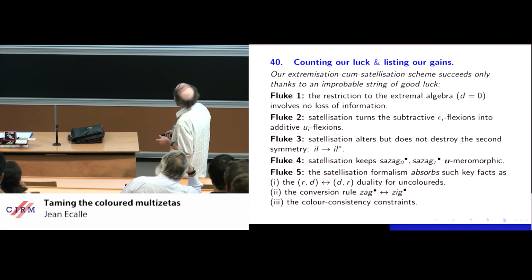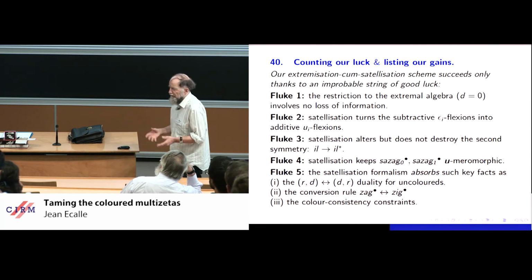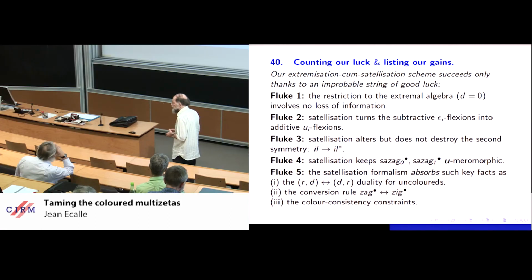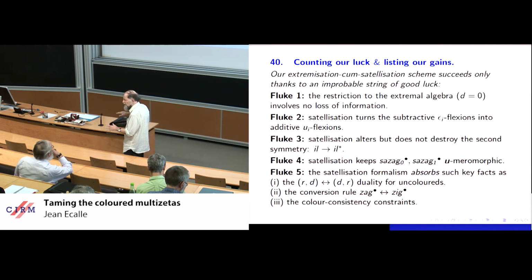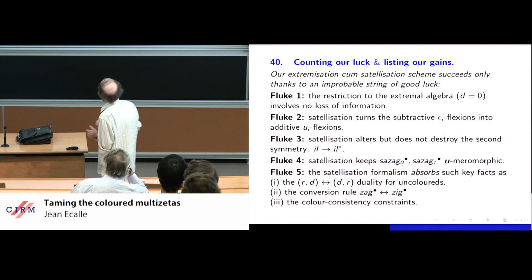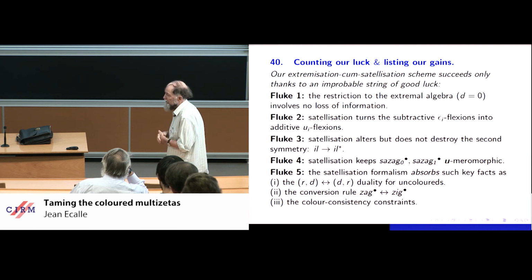And so we've been extremely lucky so far, because this process worked only due to an improbable string of good luck. First, number one, the restriction doesn't involve any loss of information, and that information which is occulted remains retrievable algorithmically. Second, streak of luck, the satellization returned the subtractive E-epsilon structure into additive E-flexions, U-flexions, which is again mind-boggling actually.